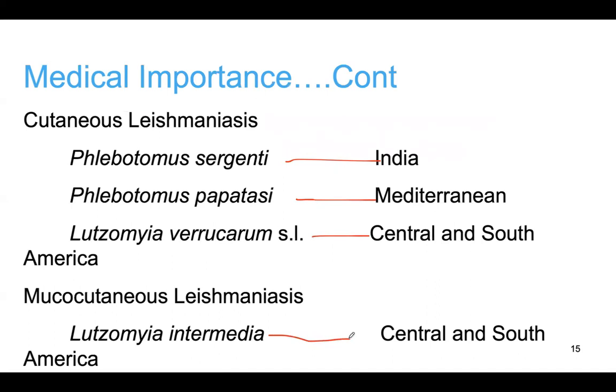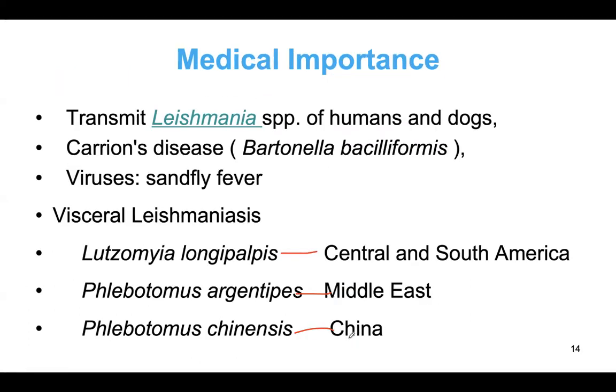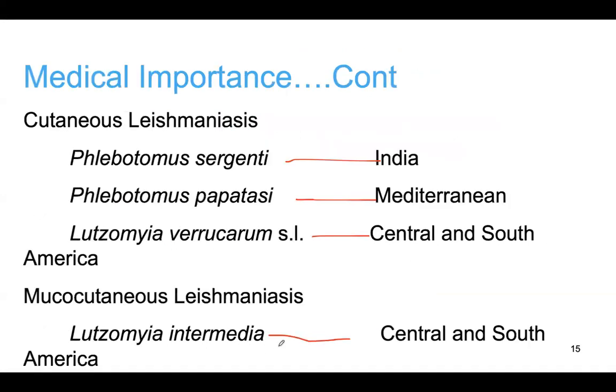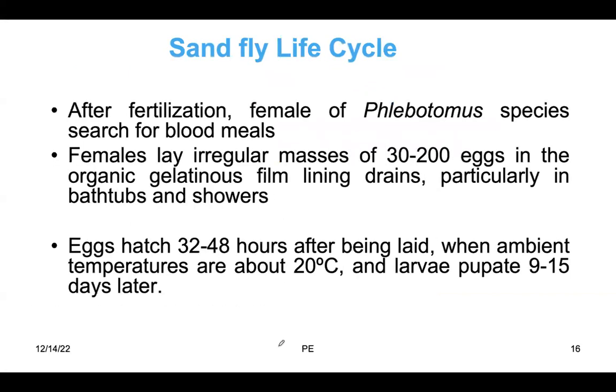So just to recap, different types of leishmaniasis are caused by different species of these sandflies. For visceral leishmaniasis, you can find Leishmania longipalpis, Phlebotomus argentipes, and Phlebotomus chinensis in different parts of the world. But cutaneous is caused by Phlebotomus argentipes, Phlebotomus papatasi, and Leishmania braziliensis. And mucocutaneous leishmaniasis is usually caused by Leishmania intermedia.